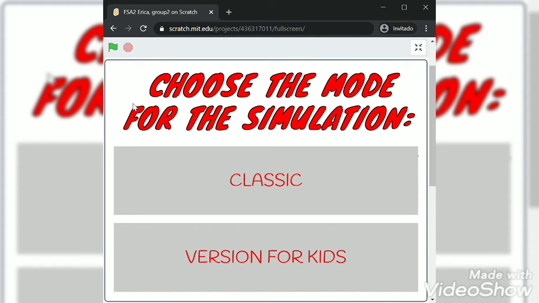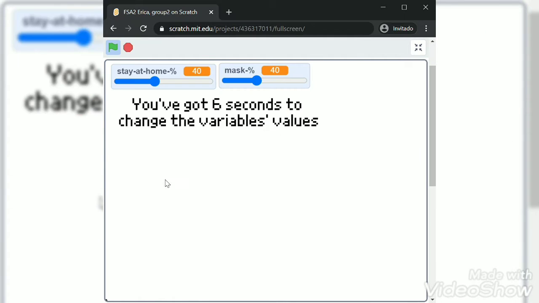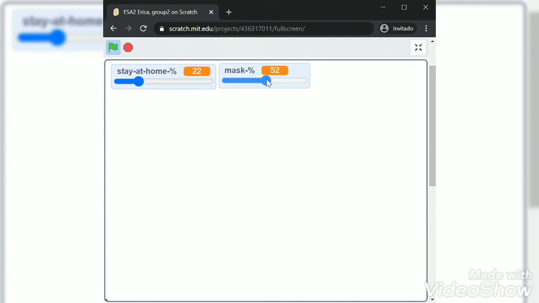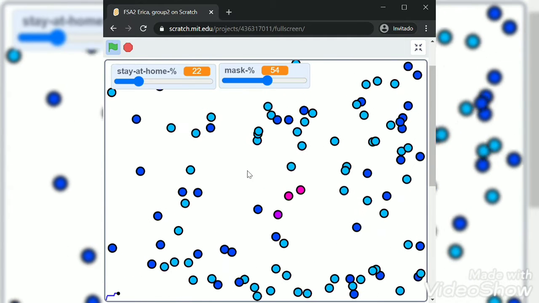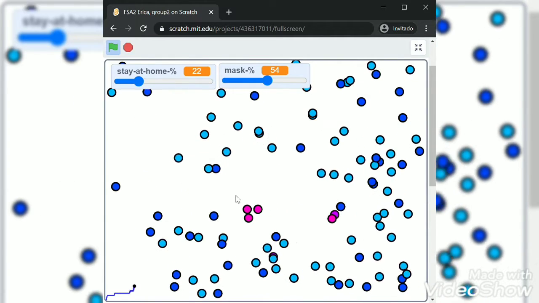If you click on the classic simulation, you get a screen where you have 6 seconds to change the values of the variables. The values are expressed in percentages, and they are the percentage of people who stay at home and the percentage of people that wear masks. After changing these values to your taste, the simulation will start.